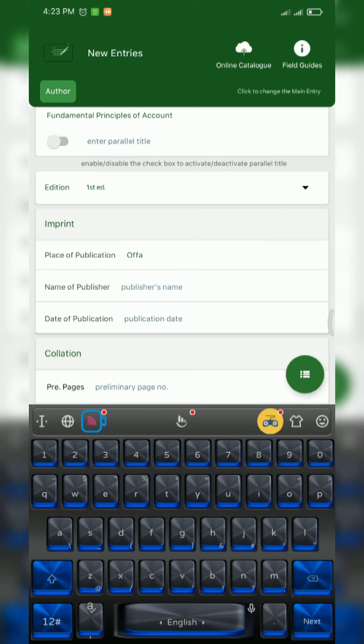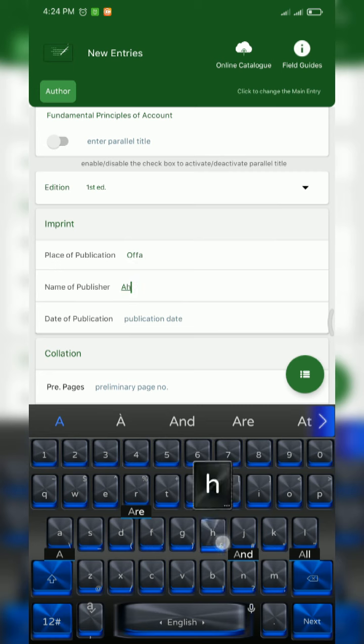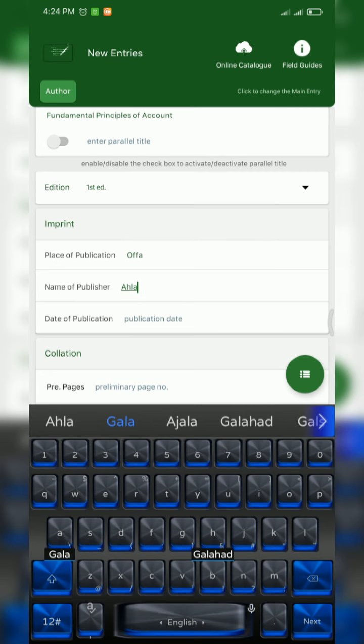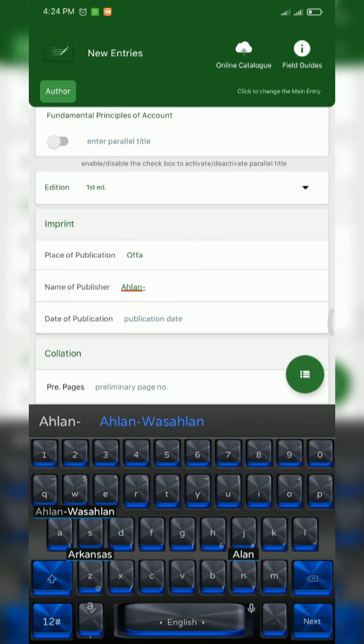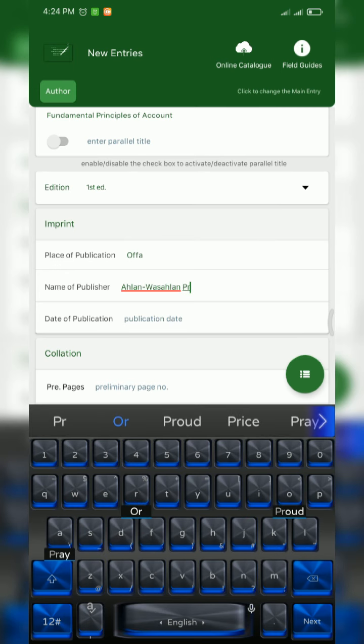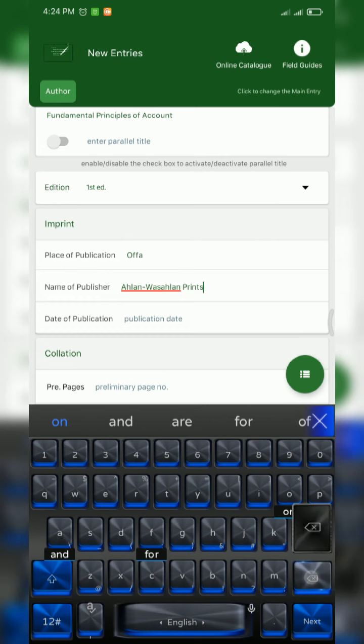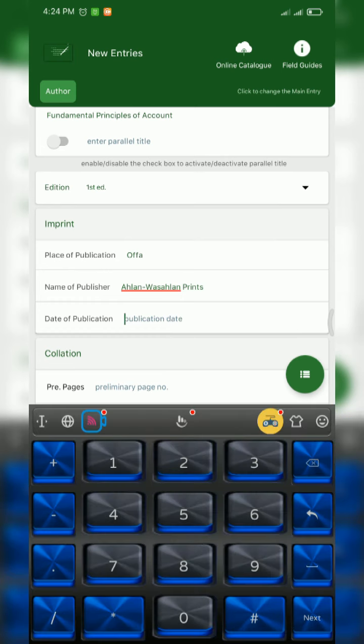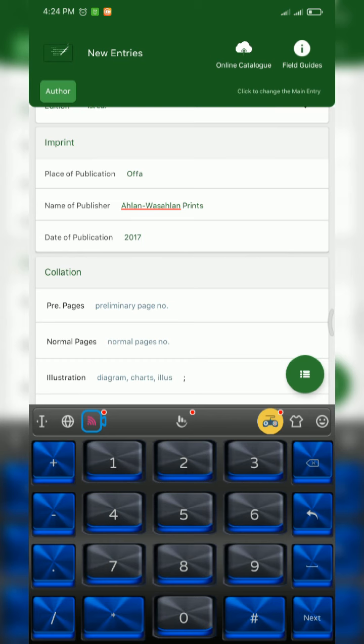The publisher's name is Ashlam Wasalam Prints. That's the name of the publisher, and the date of publication is 2017. The book was published in 2017.